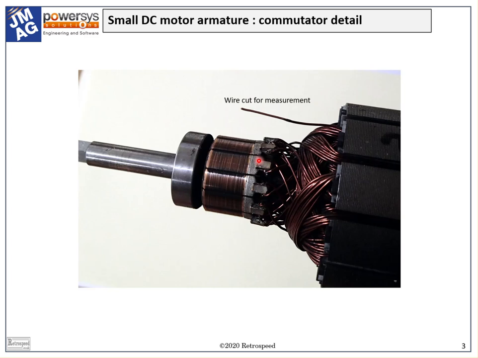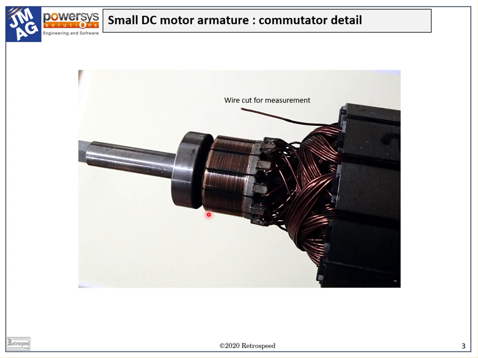We can see significant signs of wear on the commutator, where the brushes have not only been rubbing, causing mechanical wear and noise and friction, but also arcing, causing radio frequency interference and electrochemical erosion of the brushes and the commutator bars.